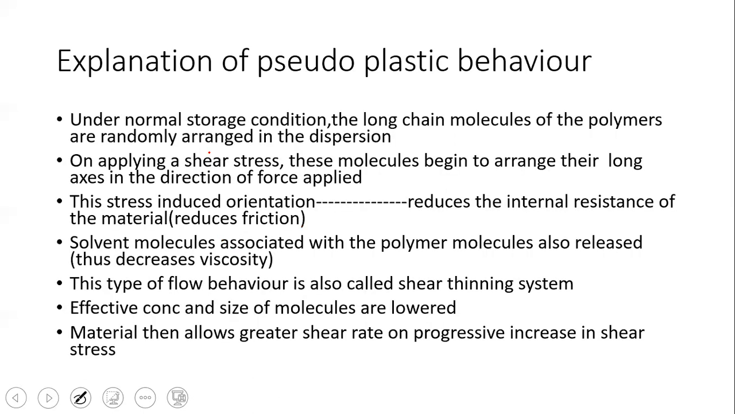So explanation. Under normal storage condition, in a pseudoplastic system, long chain molecules of the polymers are randomly arranged in dispersion. When you apply stress, the molecules begin to arrange their longer axis in the direction of the force we applied. So what will happen? This stress induced orientation reduces the internal resistance of the material. Reduced internal resistance of the material means what? Viscosity gets decreased. So viscosity is decreasing. So it is known as shear thinning system.